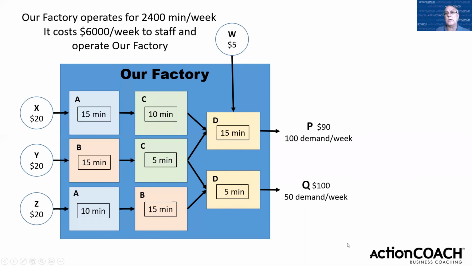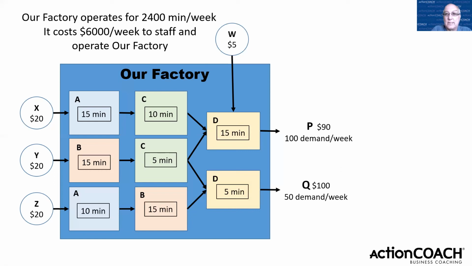All right, so here's our factory. It operates exactly 240 minutes per week, and it costs $6,000 for that week to run and staff our factory. Now, a couple little more things you should know about this factory. There are no delays, there are no losses. They have 100% uptime, no transfer time, no changeover time. This is as simple a factory as it gets.